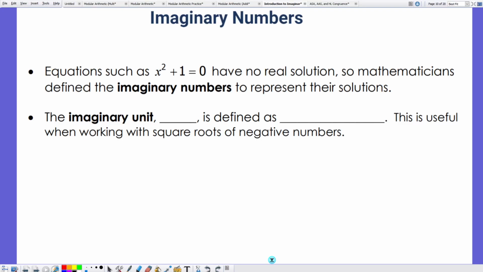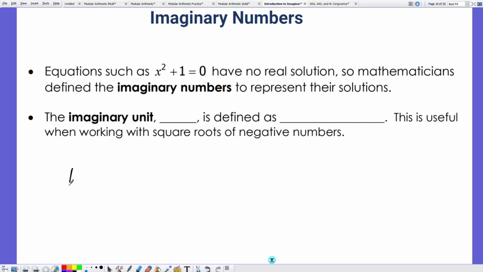So, now we begin the topic of what are called imaginary numbers. This will eventually lead to a larger topic of complex numbers. But in order to get there, we kind of have to develop the simplicity of the imaginary number. So, for example, equations such as x squared plus 1 equals 0 have no real numbered solution.